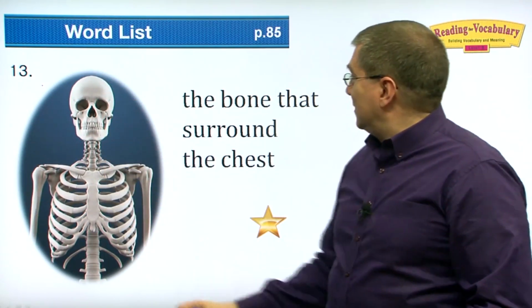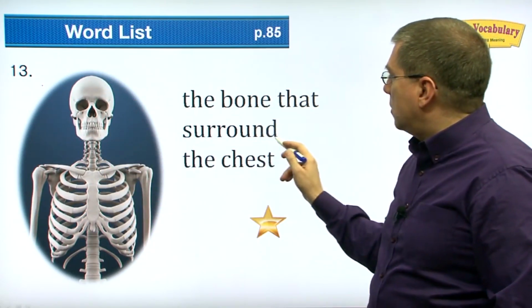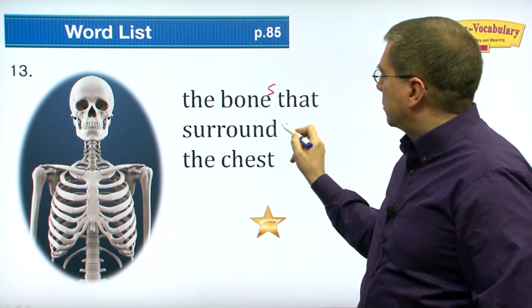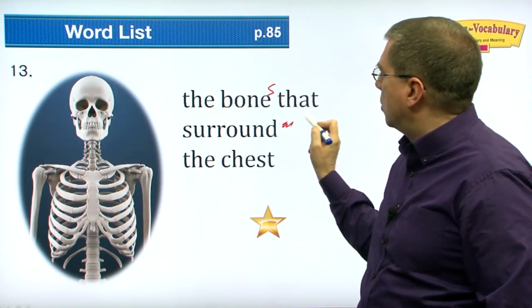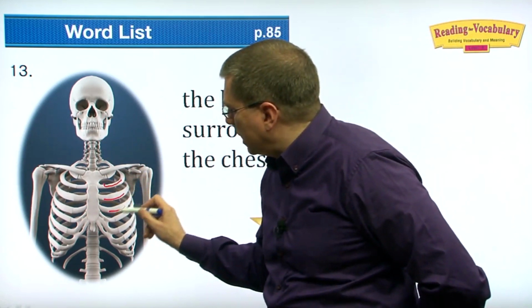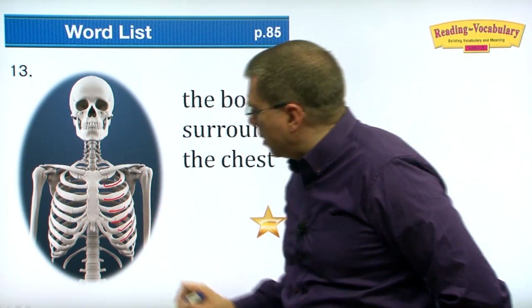This is our skeleton, right? The bones that surround the chest. It should be really the bones that surround the chest, not the bone. Because as you can see, there are many of them, right? There are so many of them. What do we call them?